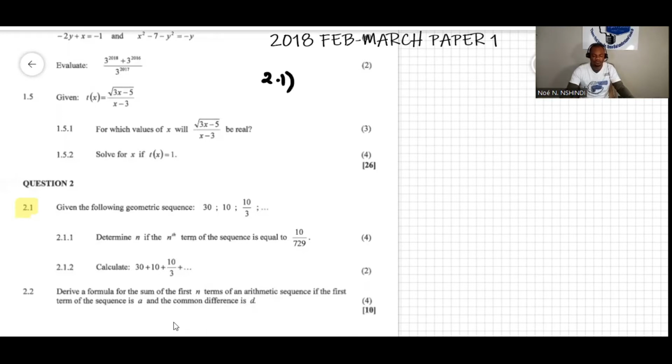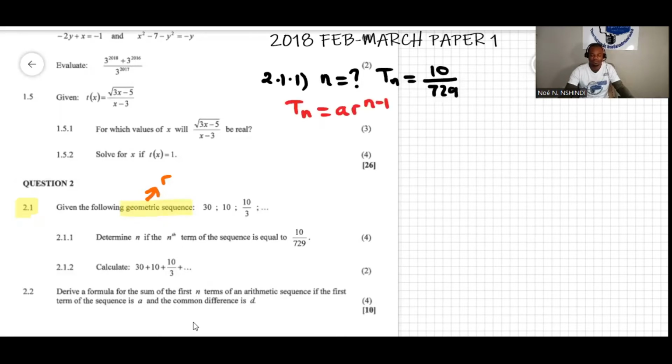Okay, so we're looking for 2.1.1. We're looking for n, if the nth term Tn is equal to 10 over 729. Well, the question says that this is a geometric sequence. By that we understand there is a constant ratio r. A geometric sequence is given by Tn equals a r to the power of n minus 1, while r, the constant ratio, is just Tn over Tn minus 1.